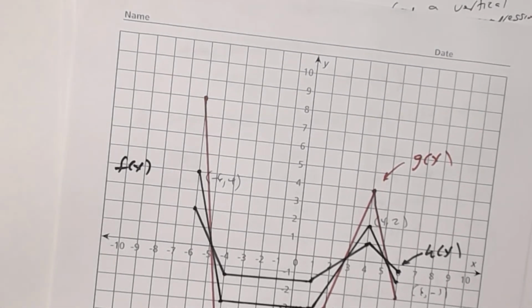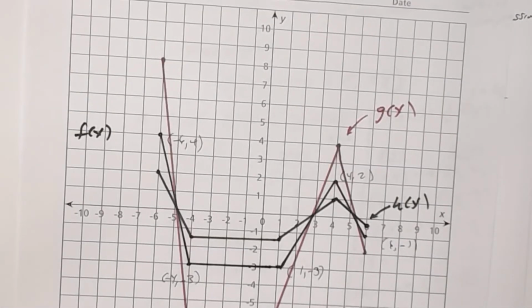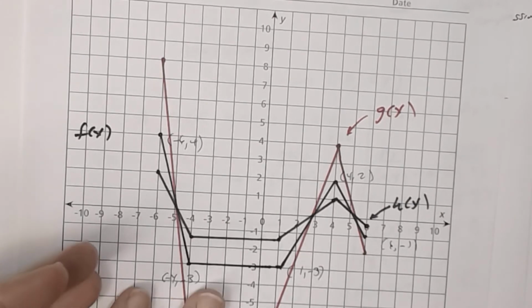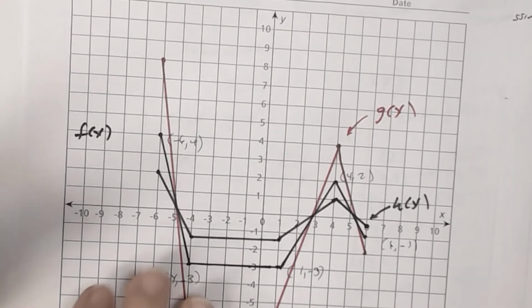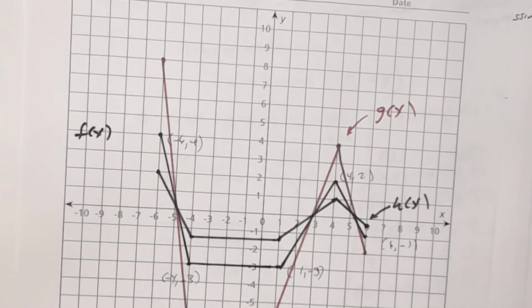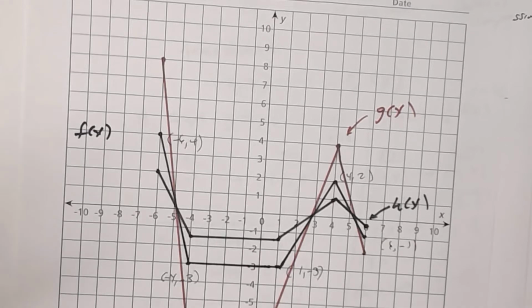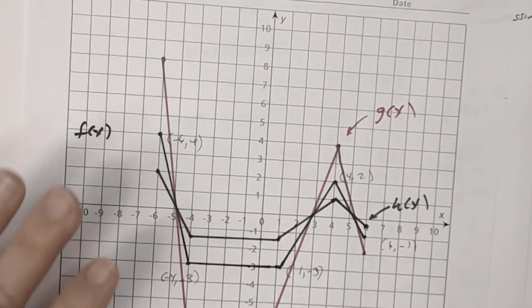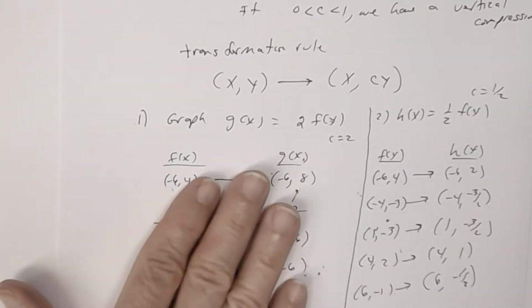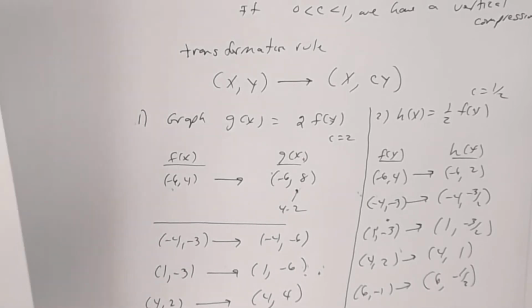All right, so that's all you do. So that's how you use the rule to draw your graphs. So if the graph is given and you're asked to transform it, then use points on the graph to use your rule with. Okay. All right. Let's look at another example with a vertical stretch or vertical compression.